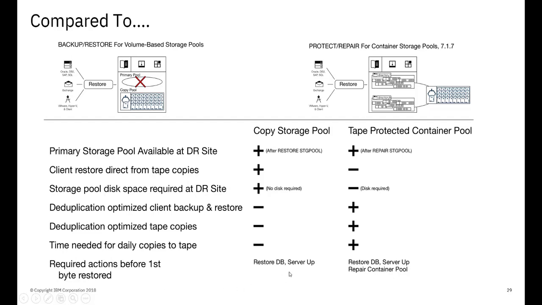And then finally, the action that has to be done before you can restore any bytes from those tapes. For a copy storage pool, you've got to restore your database and make sure your Spectrum Protect server's up. Versus with a directory container, you've got to restore your database, make sure your server's up, and then repair your container pool. The other thing to take into consideration with the tape copies of your directory containers is we do reclamation a little bit different. Reclamation will actually be part of your protect storage pool command. We do not run a separate reclamation process like we do for your copy storage pools.